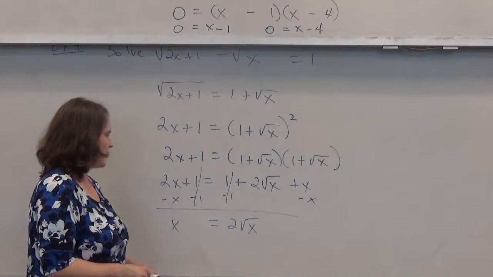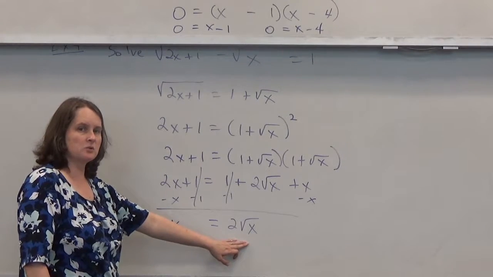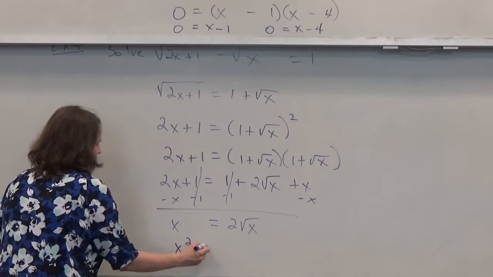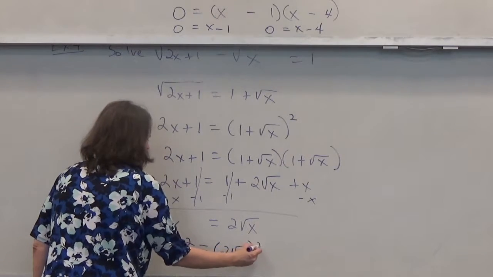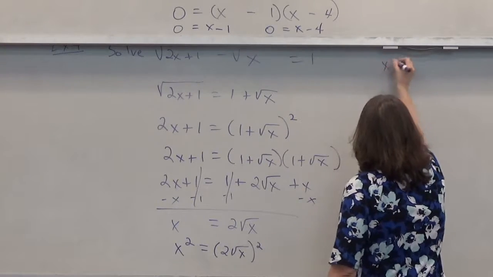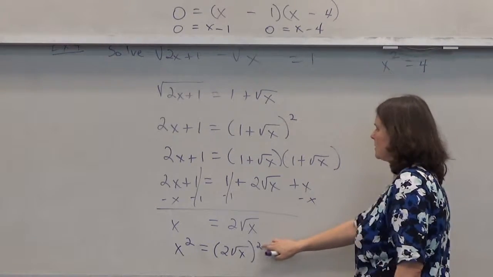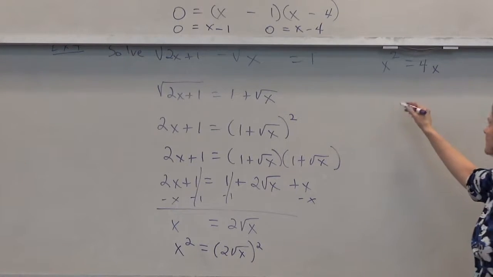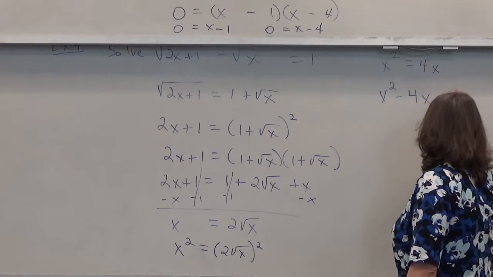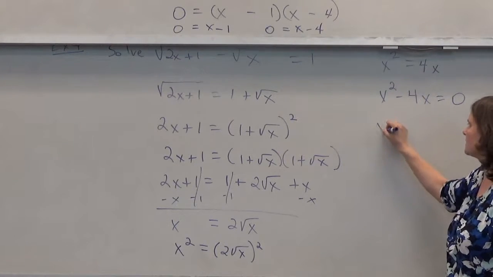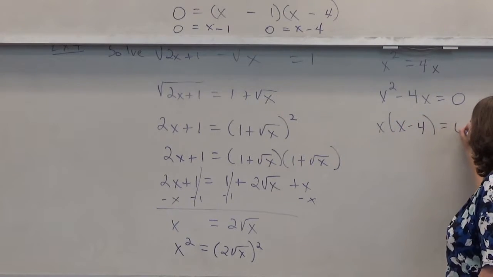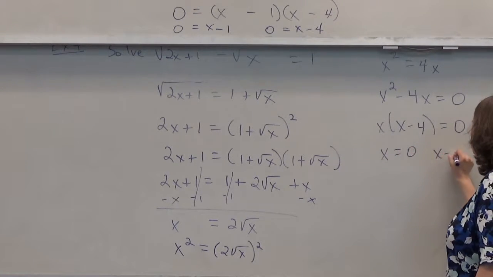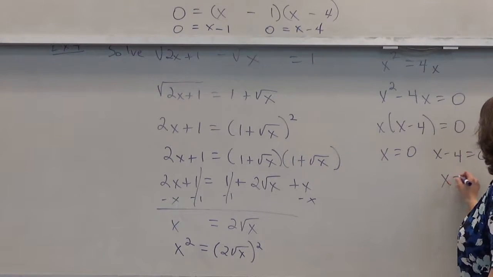Technically I don't have my radical completely isolated, but it's okay if you want to go ahead and square both sides with this coefficient in front of it, as long as you square your 2. So I'm going to square both sides here. That gives me x squared equals 4, and then if I square my square root of x, I get x. Now I'm going to subtract 4x on both sides, so I get x squared minus 4x equals 0, and I can factor this by removing an x. And now I can use my zero factor property, so I can set each factor to 0 and solve. x equals 0 and x equals 4.